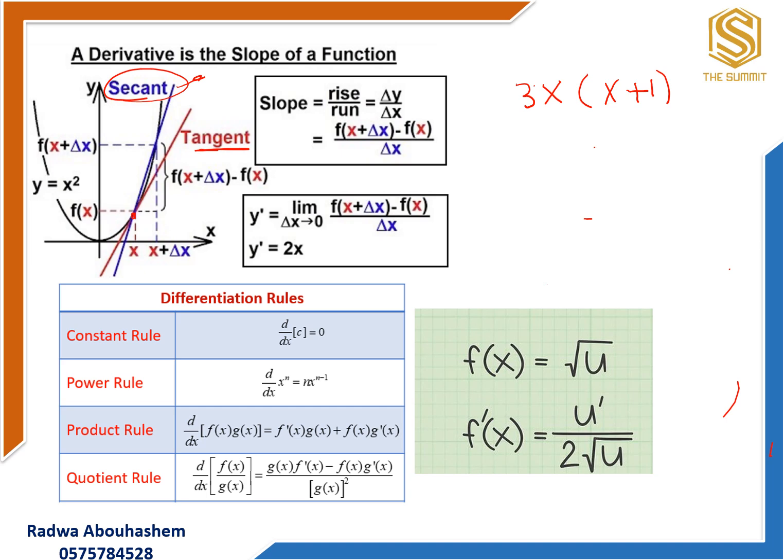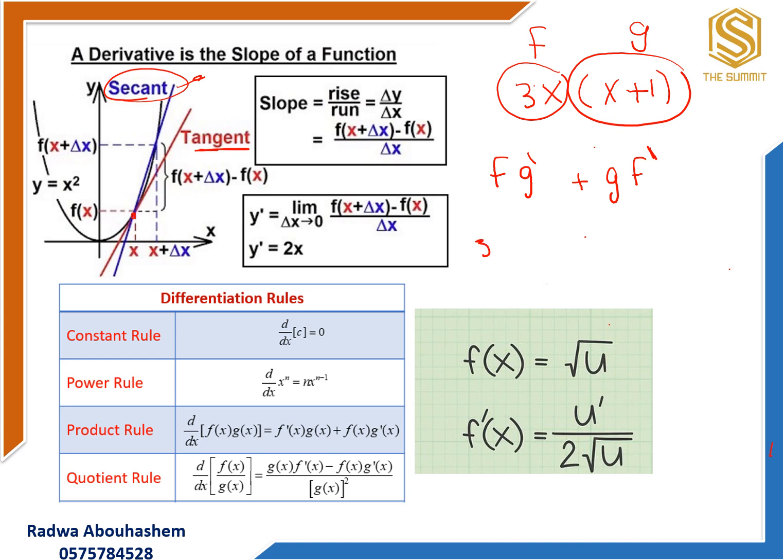Here, this is the first function multiplied by the derivative of the second function, plus the second function multiplied by the derivative of the first. Okay, here is the first function, f, and here is the second function, g. So let's try to apply the rule here. Where is the first function? It's 3x. You just put 3x.